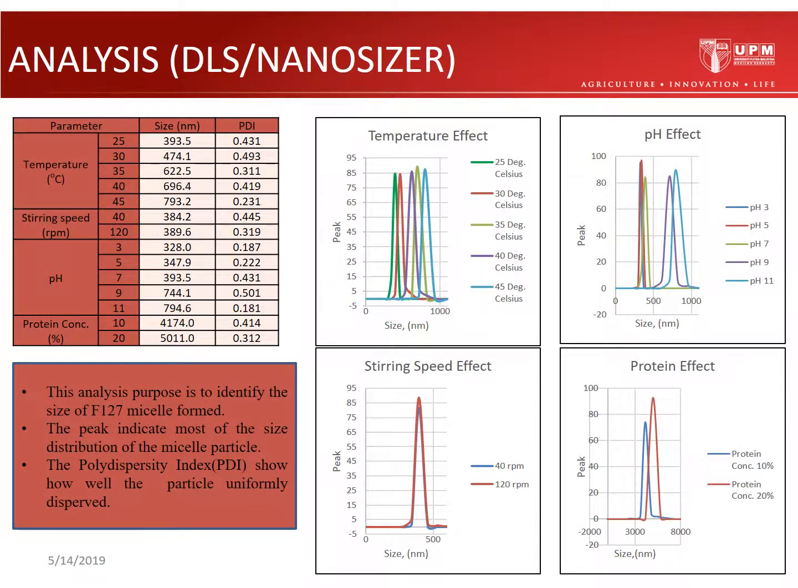Okay, now let us proceed with the analysis. So the first analysis is DLS or Nanosizer. So this analysis's purpose is to identify the size of the F127 micelle form. So as we could see, the peak indicates the most frequent size distribution of the micelle particles.